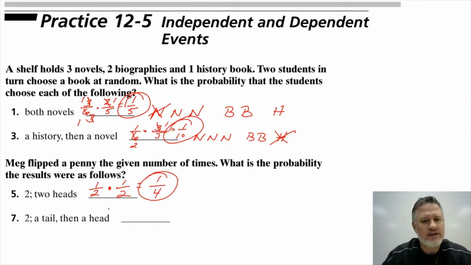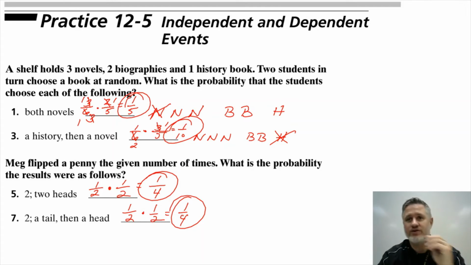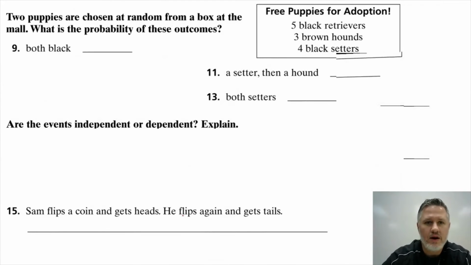And how about the next one, a tail followed by a heads? Well, a tail is just as likely as heads, it's 1/2, and then a head is the same, 1/2. 1/2 times 1/2 is 1/4. And it's that easy, all right? If it was 3 flips, it would be 3 fractions. If it was 4 flips, it'd be 4 fractions, and so on.